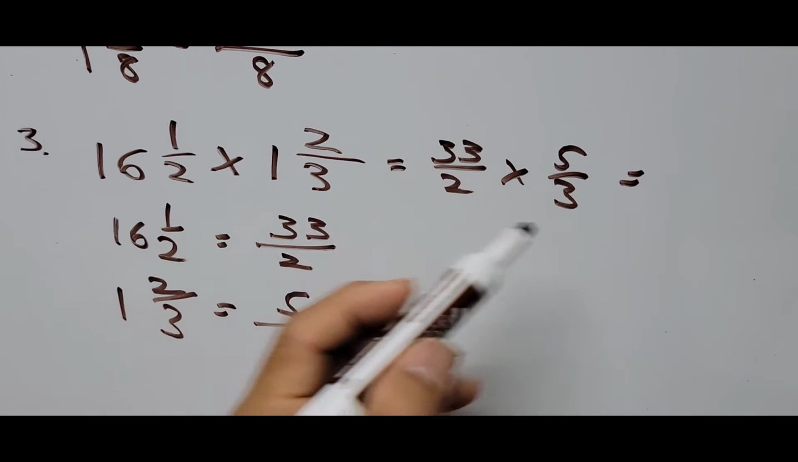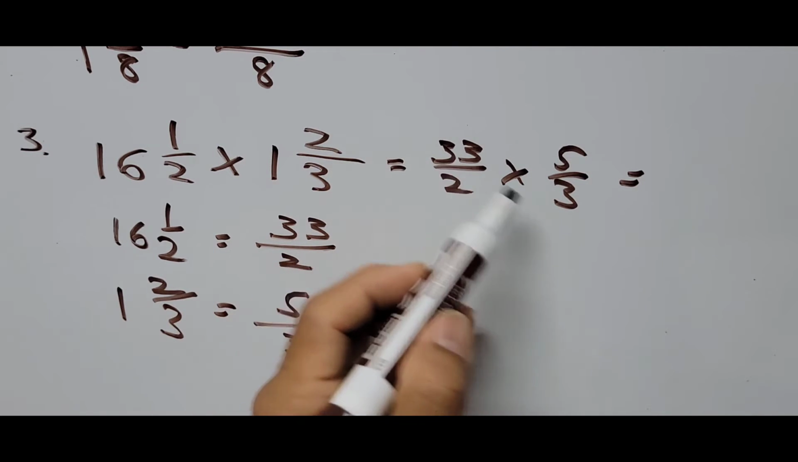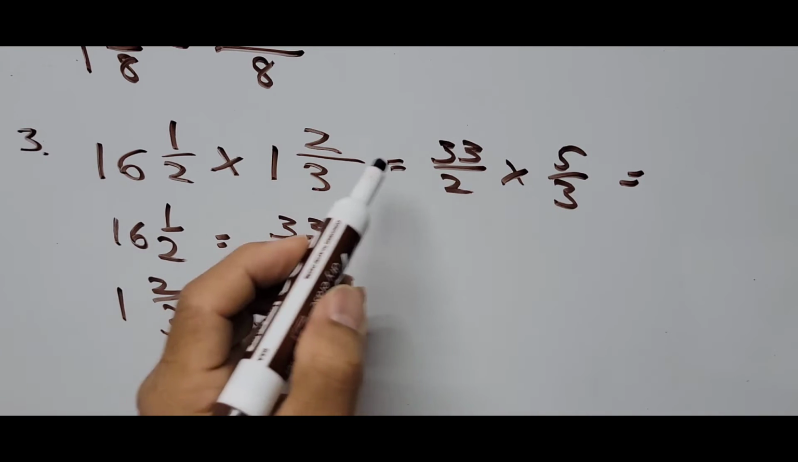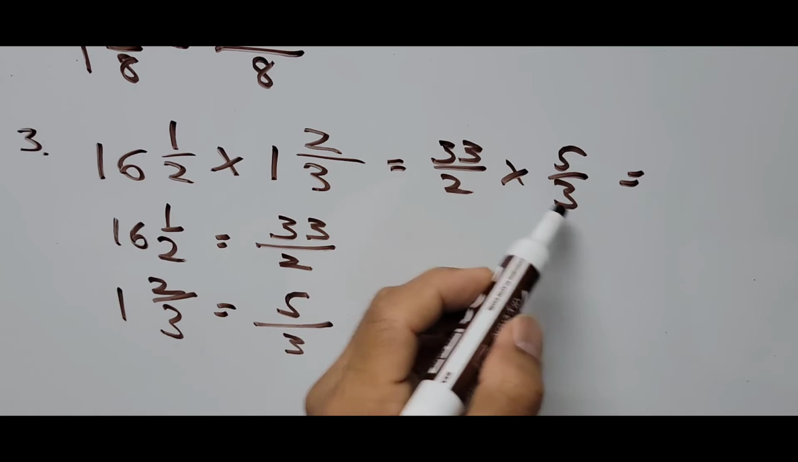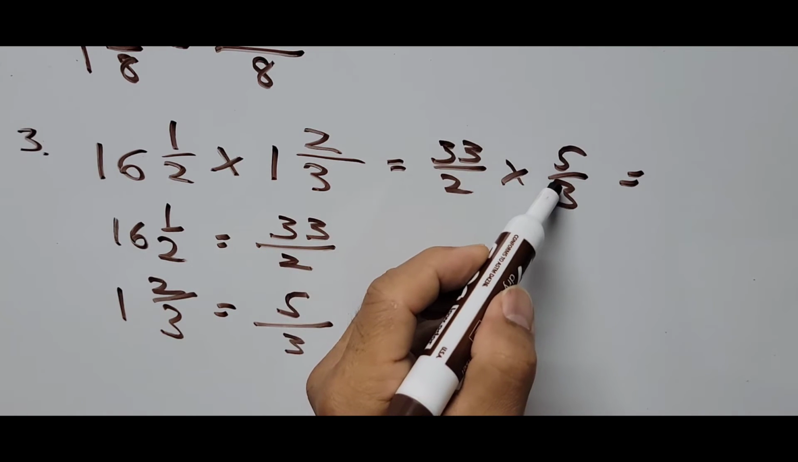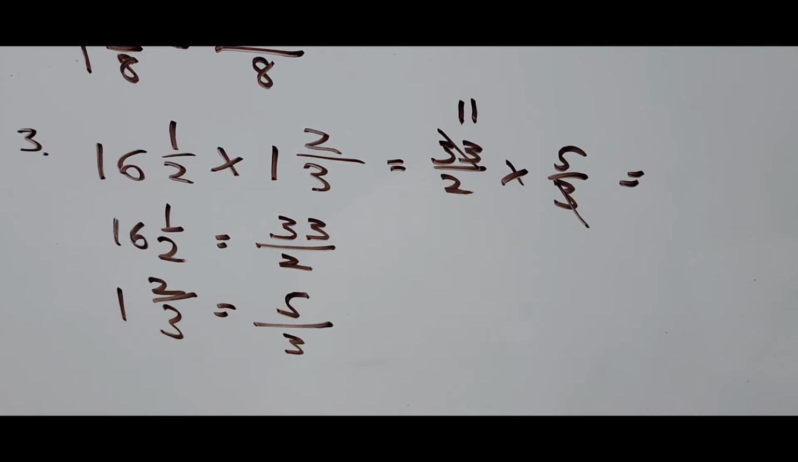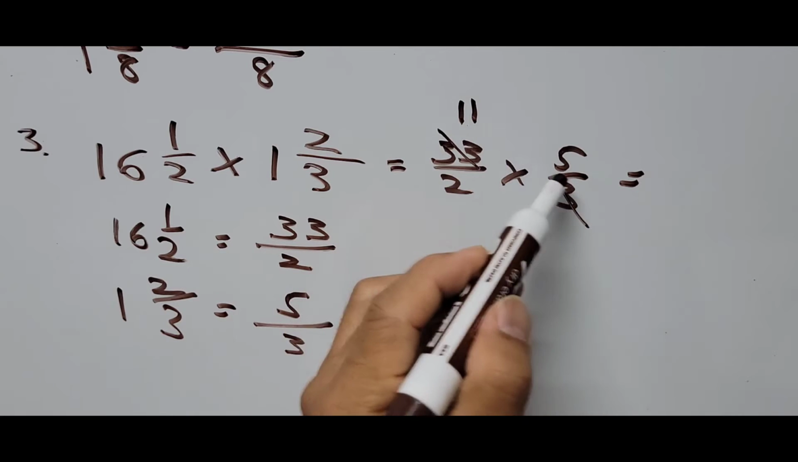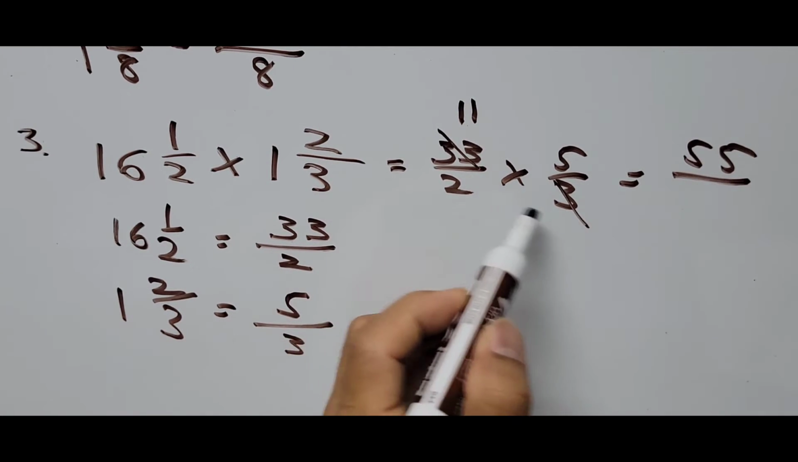Now, can we cancel any numbers over there? Numerator and the denominator. If you notice, this 3 and 33, it's actually a multiple of 11. So 33 divided by 3 is 11, since 3 times 11 is 33. Okay, now we can proceed to multiplying those. 11 times 5 is 55. Copy the denominator.